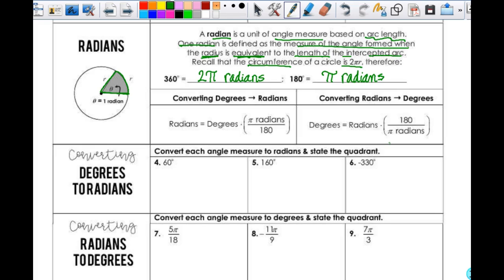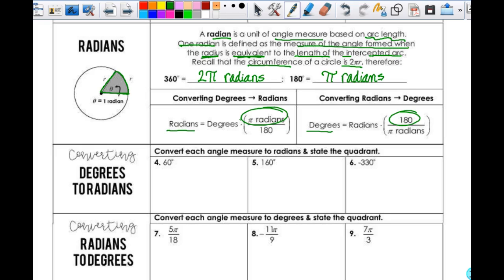So whatever you're going for, if you want degrees, make sure degrees are in the numerator. If you want radians in the end, you make sure that radians is in the numerator. So it's either pi over 180 or 180 over pi. And honestly, if you think about what you're doing, it's real easy to figure out what you're trying to do. You'll see that when we go through there.